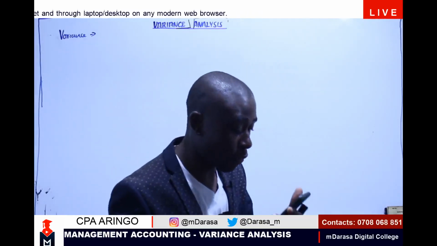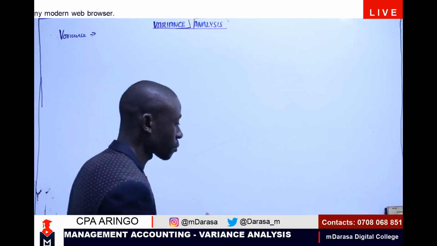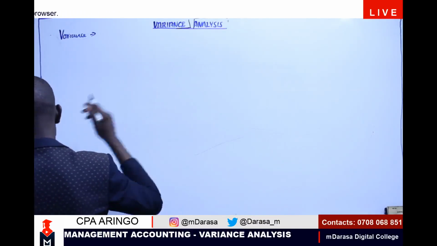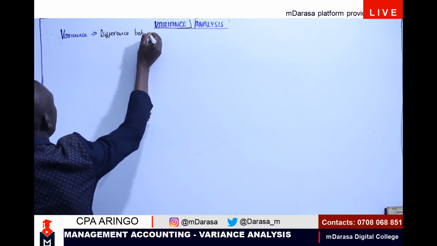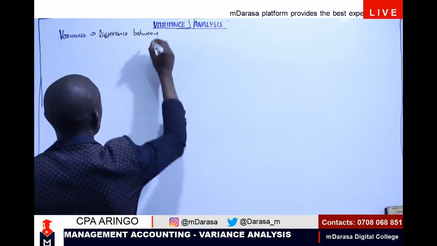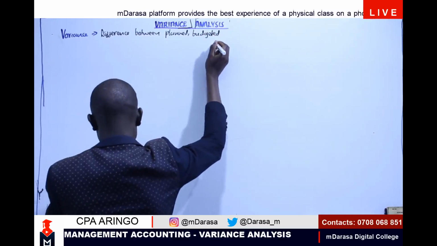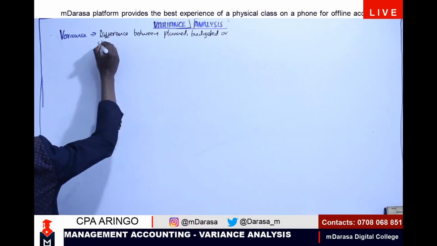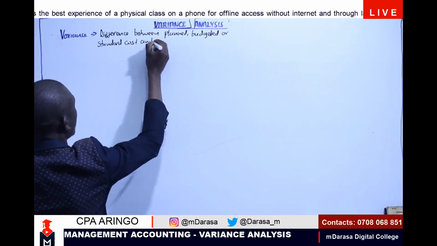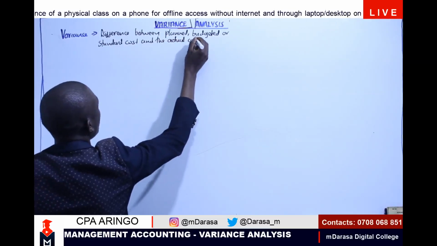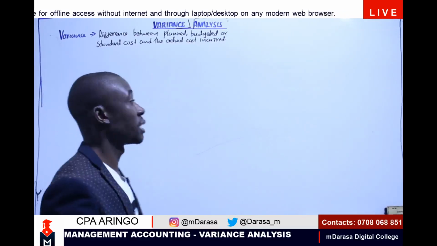Basically, we normally say that variance is the difference between planned, budgeted, or standard cost, and the actual cost incurred. So that is what you are terming as variance.